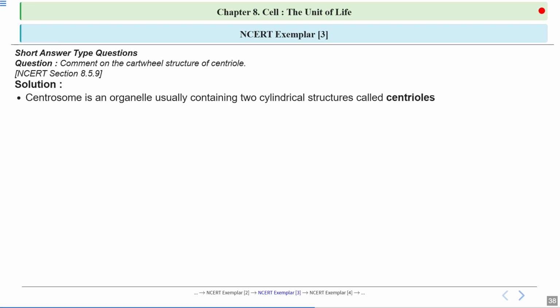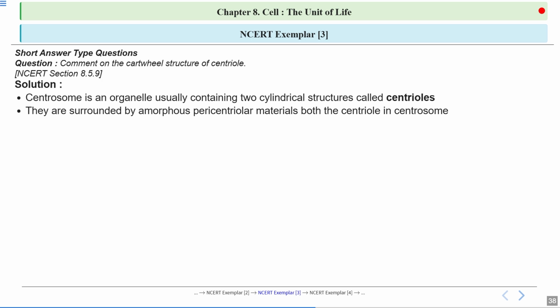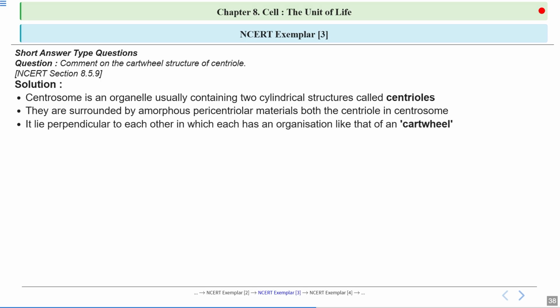Centrosome is an organelle which consists of two cylindrical structures called centrioles, and these centrioles are arranged at 90 degrees to each other. So there are two centrioles within the centrosome. They lie perpendicular to each other, in which each has an organization like that of a cartwheel.